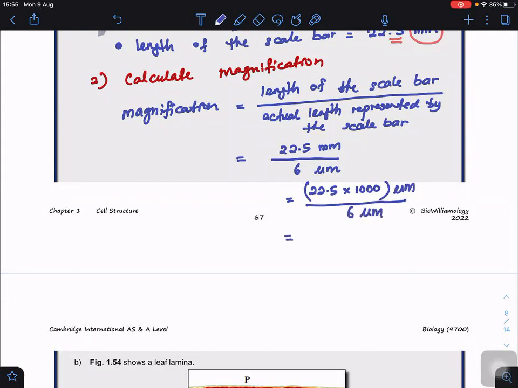Now, your answer must generally be in whole number, magnification in whole number. So 22.5 multiplied with 1000, divided by 6. So happen that my answer is 3750. And put a multiply sign in front. This is the magnification.